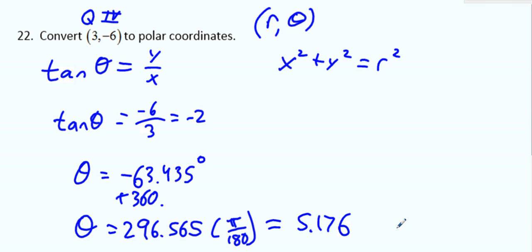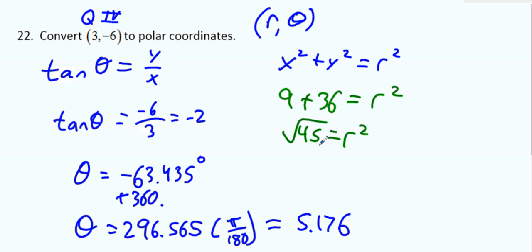So there's our angle. To get the radius, r squared, do x squared plus y squared. So that's 9 plus 36, 45. With square root of 45, you could simplify that to be 3 square root 5. So in polar coordinates, that'll be r, which is 3 square root 5, and then the radians, 5.176.